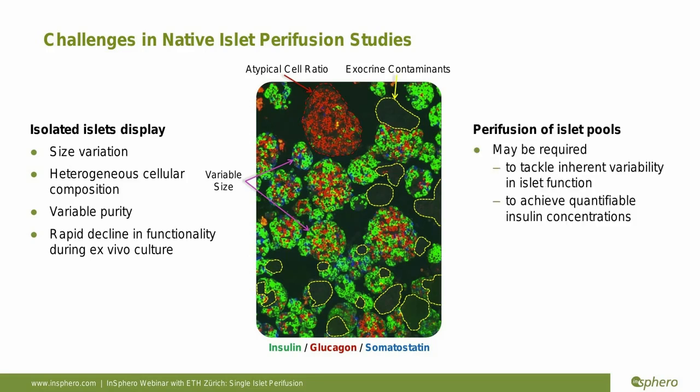Because of all these limitations I've just mentioned, the perifusion of islet pools may generally be required to tackle this inherent variability, but also to achieve quantifiable insulin concentrations by the assay system that is used. However, the pools result in decreased resolution due to uncoordinated secretion of different hormones from the islets. This is because there are no factors that synchronize these islets ex vivo, whereas multiple factors from the liver, intestine, and the brain do contribute to the synchronization of the islets in vivo.